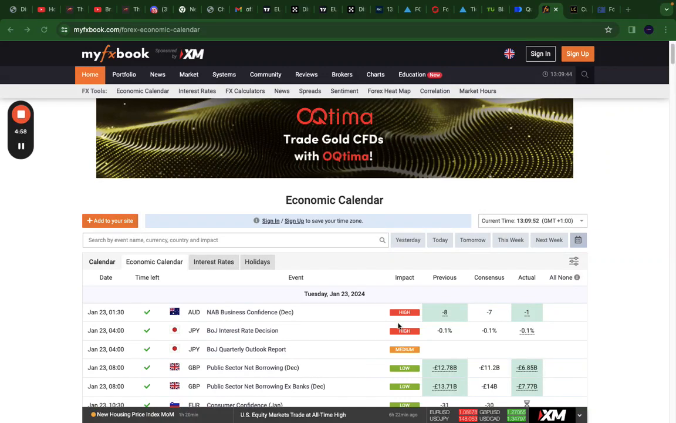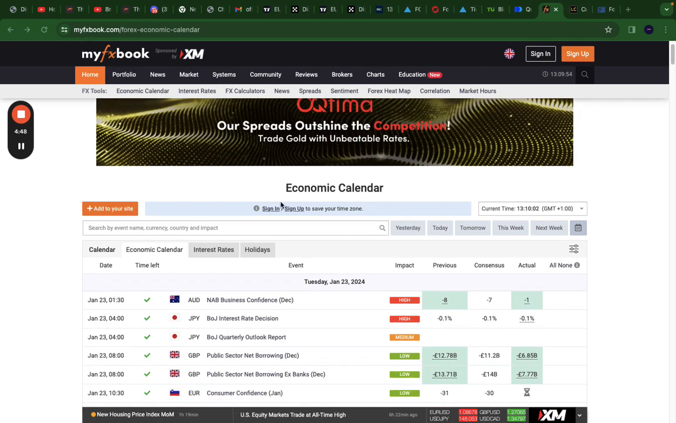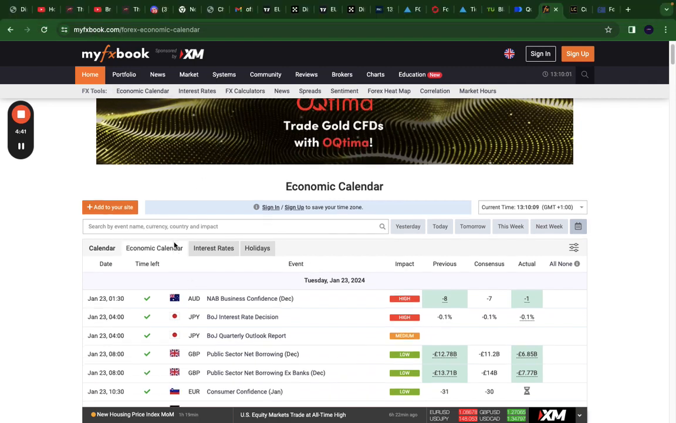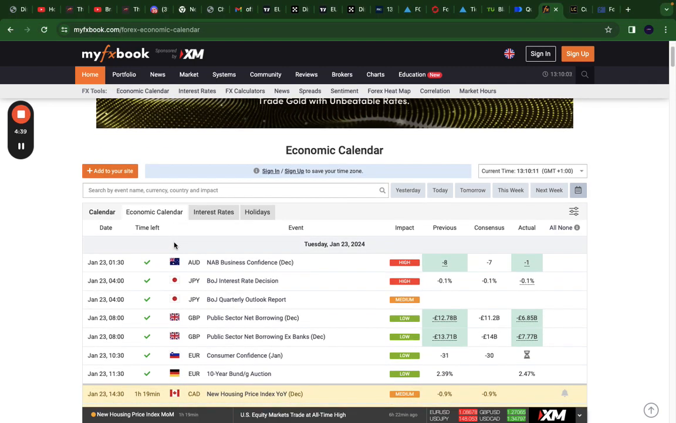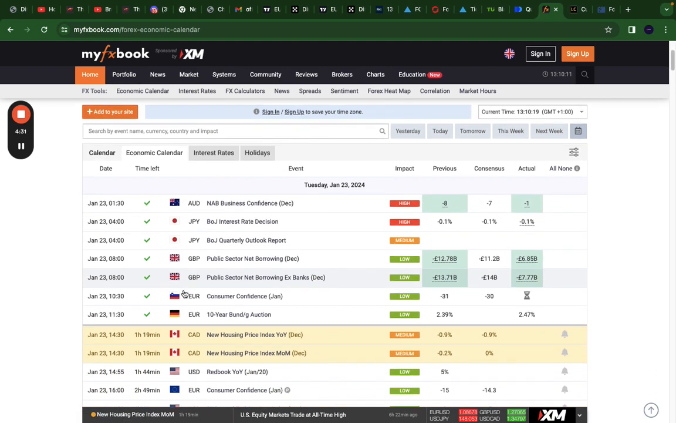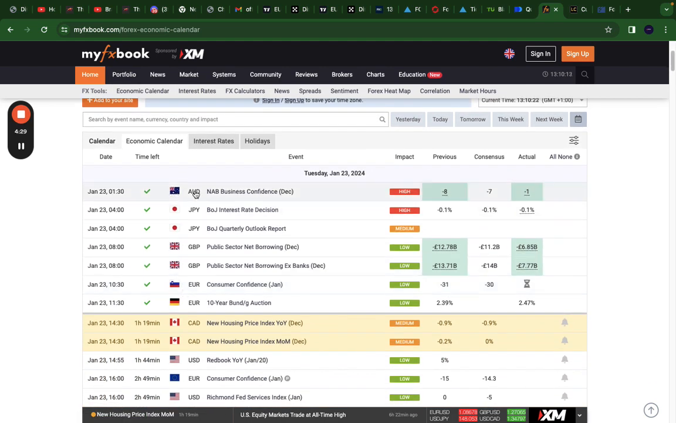Okay, so I'm going to be talking about how I trade with fundamental analysis. You go to your browser and type MyFXBook. This is MyFXBook. It actually gives you the economic news. When you go to MyFXBook, you're going to see economic news right here. Then you scroll down and see what the news for the day is.